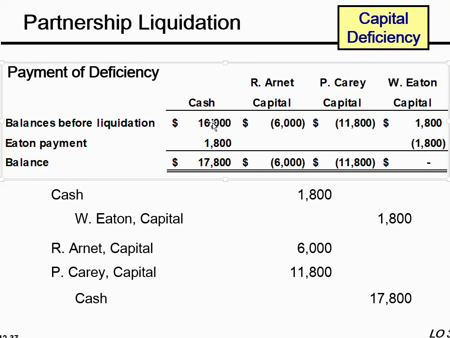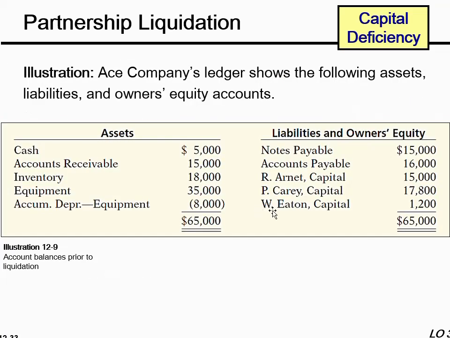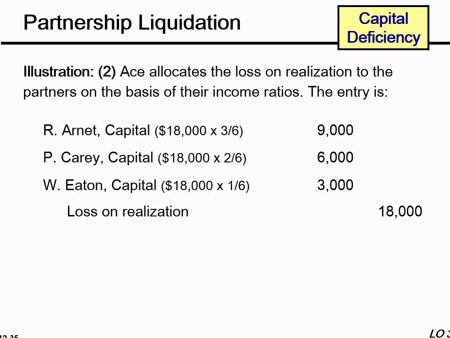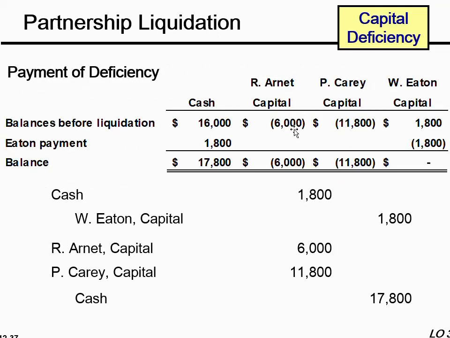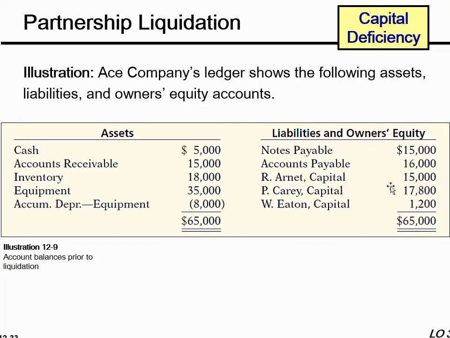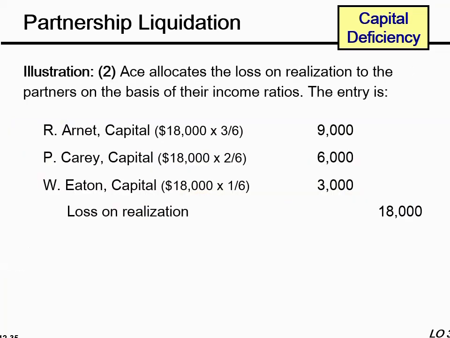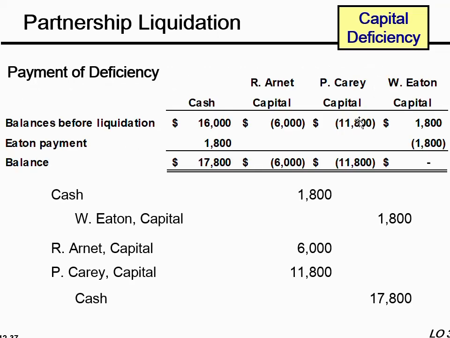This is actually a small statement. You can also prepare the T account just like the previous question. Cash is debit, so that's why I'm putting it as it is. Arnett's capital opening balance, if you see here, was 15,000, but he shared the loss of 9,000, so his capital balance is 6,000. Carrie's opening balance of capital was 17,800, and then he shared the loss of 6,000. So ultimately, his ending balance is 11,800.